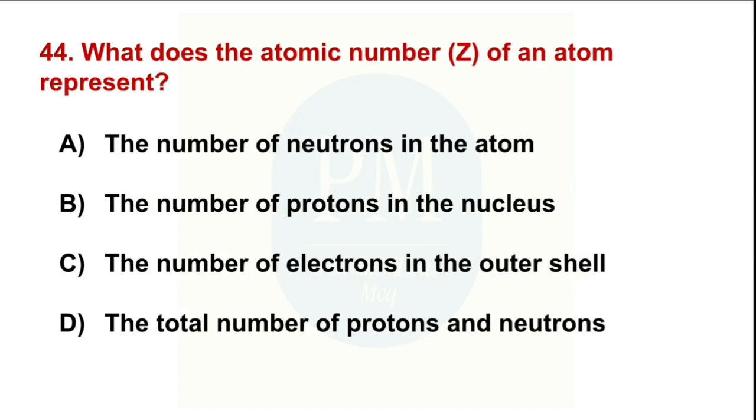What does the atomic number Z of an atom represent? Option A, the number of neutrons in the atom. Option B, the number of protons in the nucleus. Option C, the number of electrons in the outer shell. Option D, the total number of protons and neutrons. The correct option is option B, the number of protons in the nucleus.